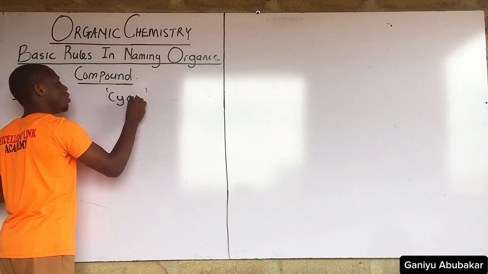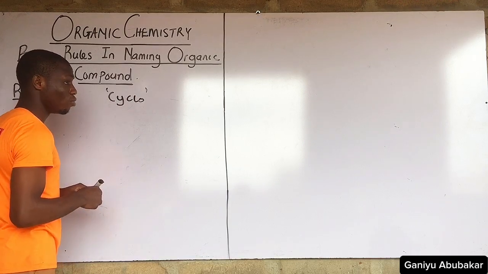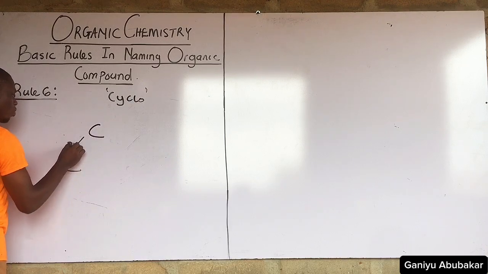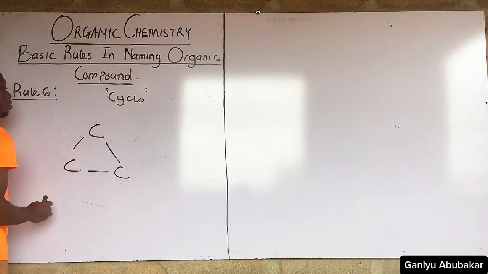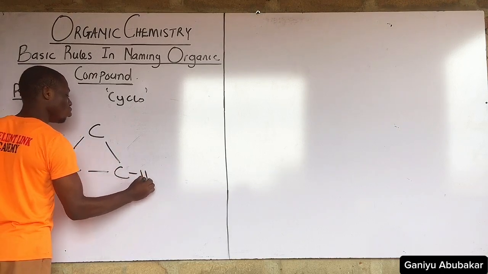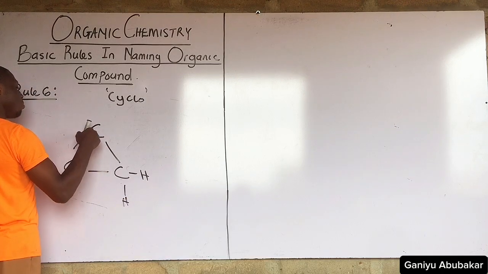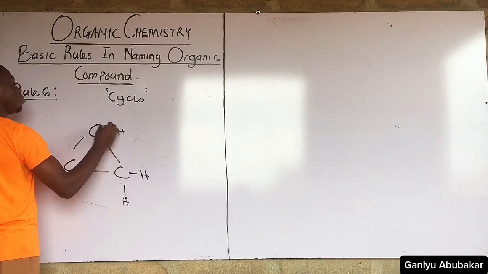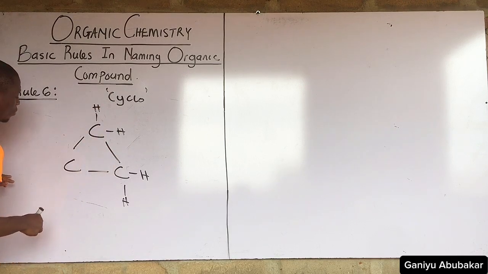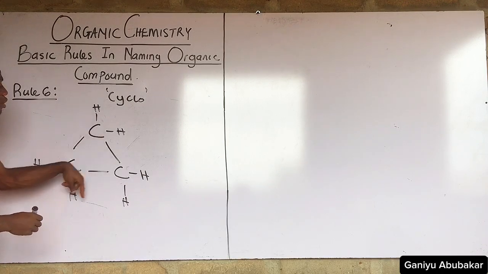So if I have a compound in ring form, I'll use the word cyclo followed by the functional group. So let's say I have a compound such as this. This compound here is in ring form, right? So let's balance it up. This is 1, 2, 3, 4. Balance. This is 1, 2, 3, 4. Balance. Let's name this compound here.